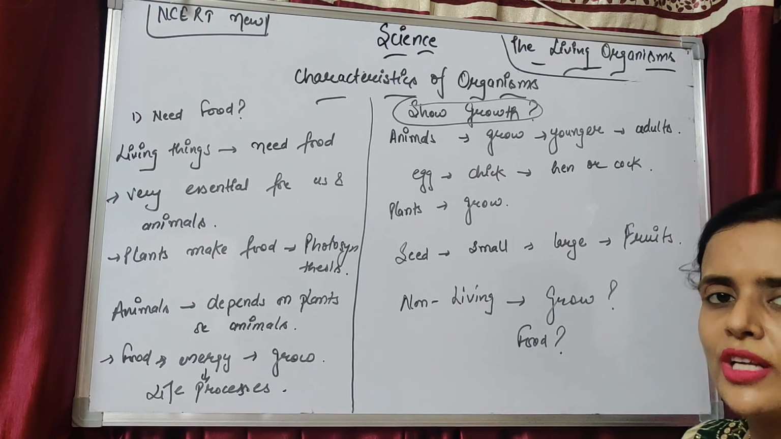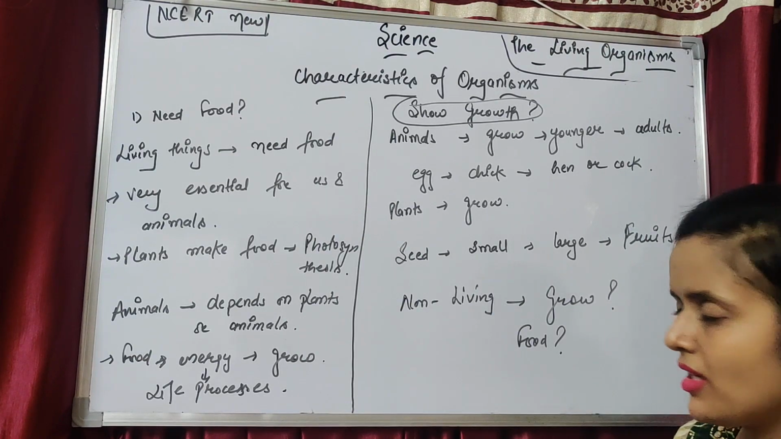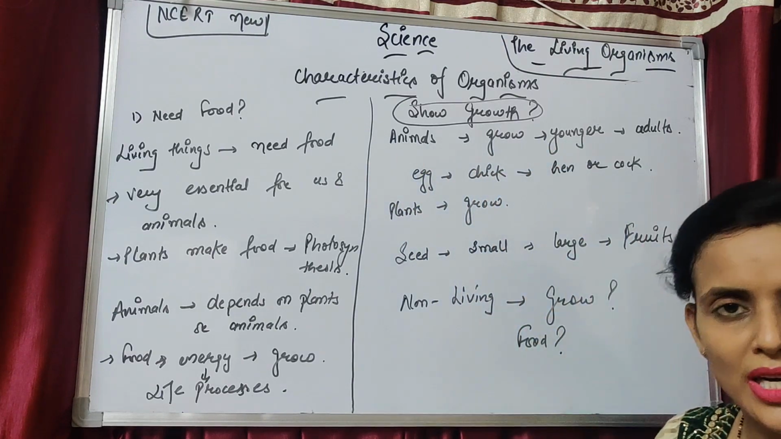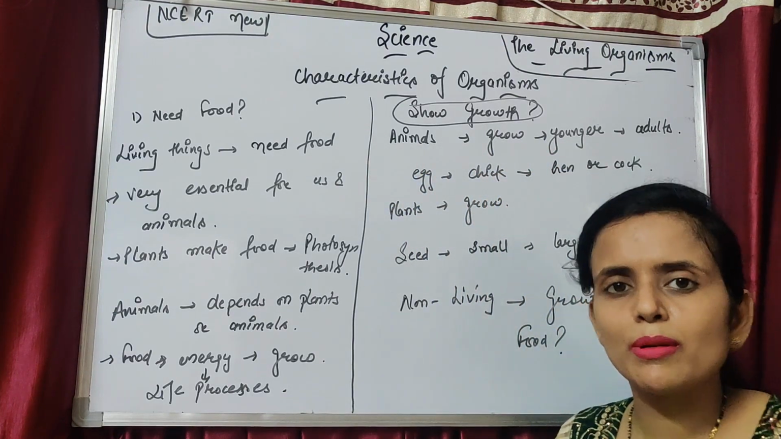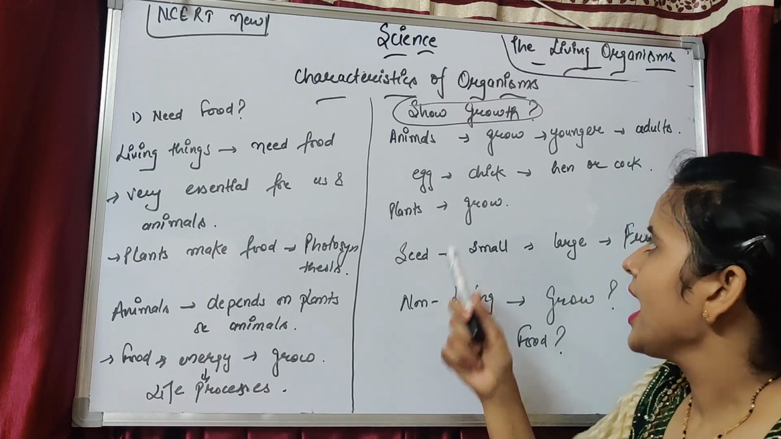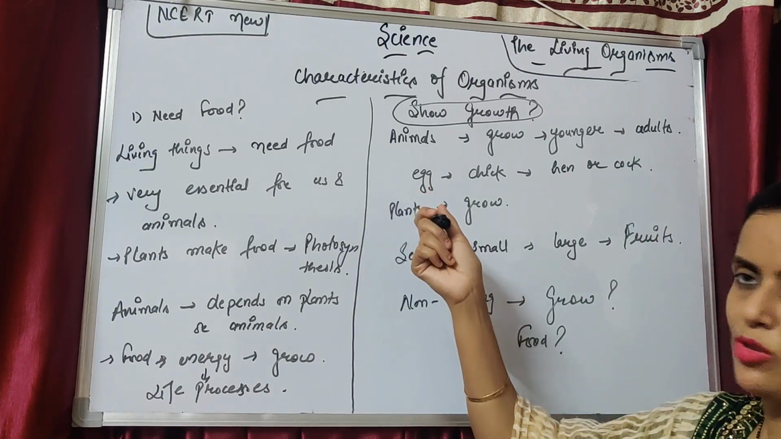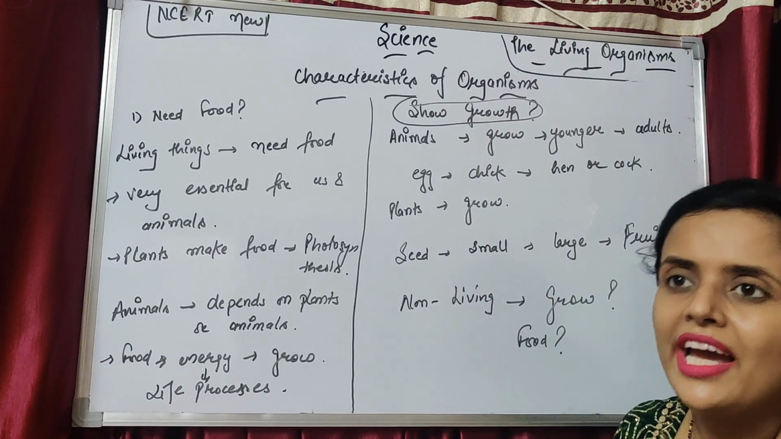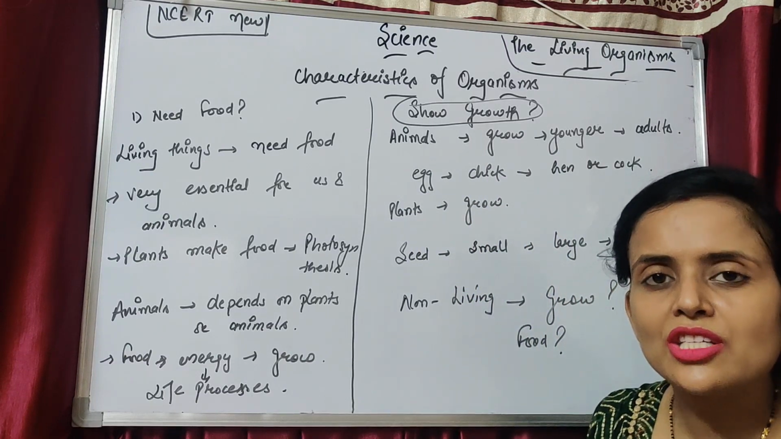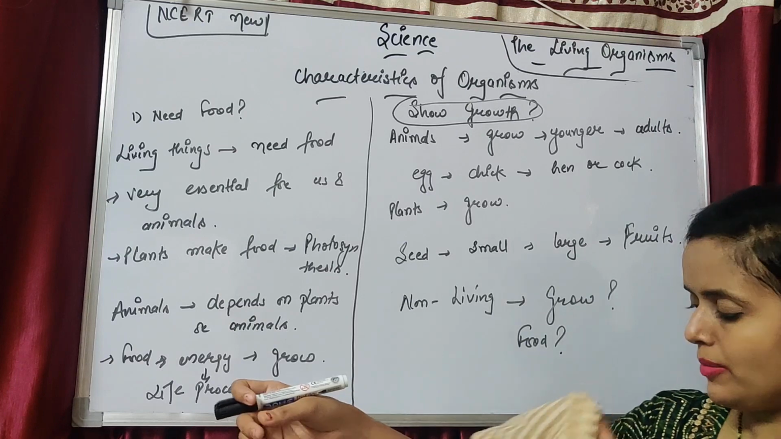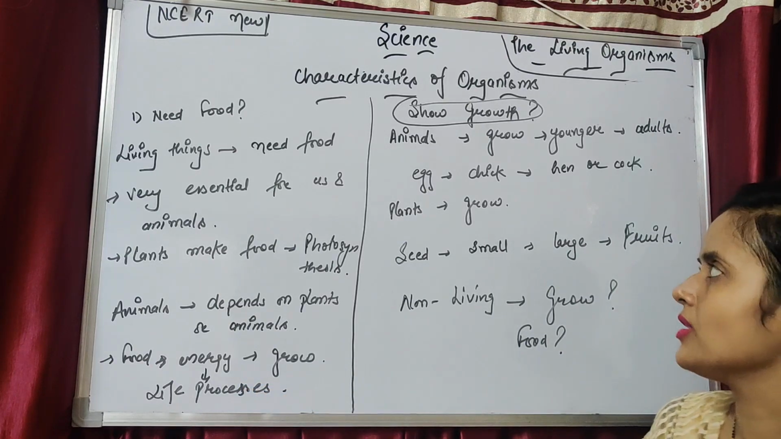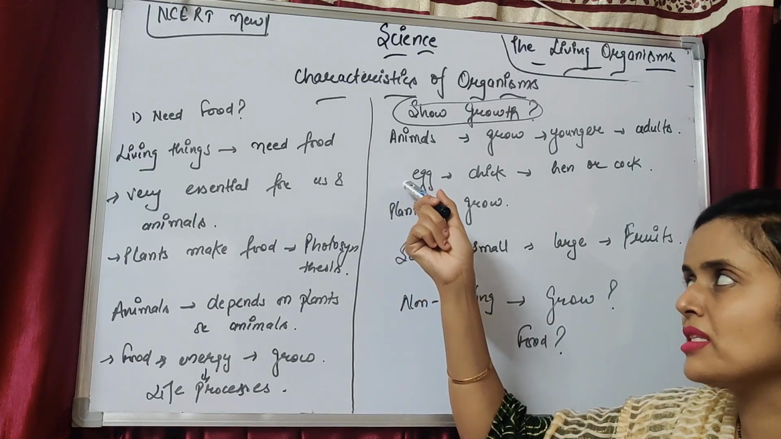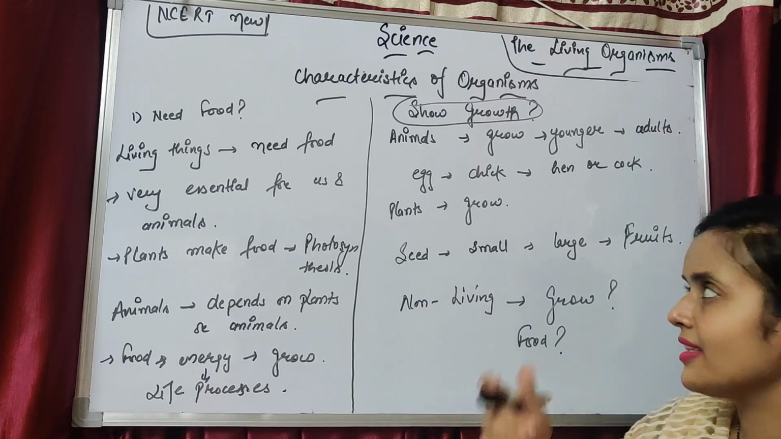You can look at your four-year-old picture also and send it to me in the comment section. Animals also grow. Firstly they are young, and then they turn into adults. For example, an egg, then a chick, then a hen or cock. Every living being goes through the process of growth. Firstly we are a small child, then young, then adults. Same in animals: an egg, then a chick, and then a hen or cock.